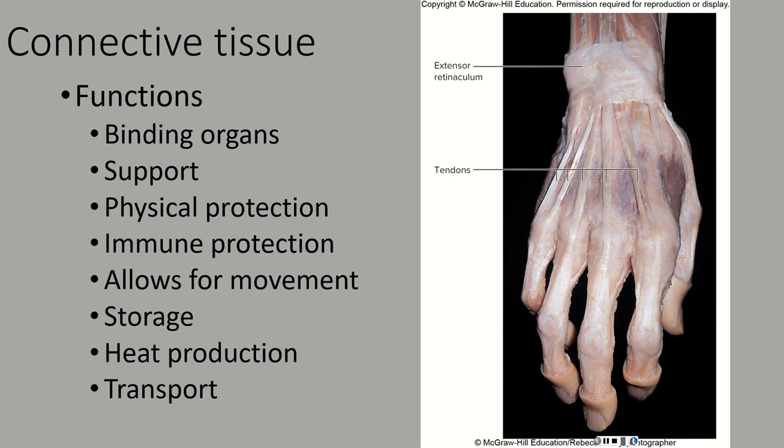Transport. Well, our blood carries everything around our body from place to place, kind of like a highway system. And blood is a connective tissue. So our blood is the transport system of our body.